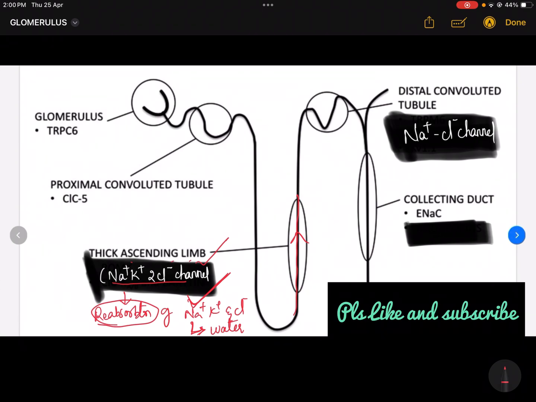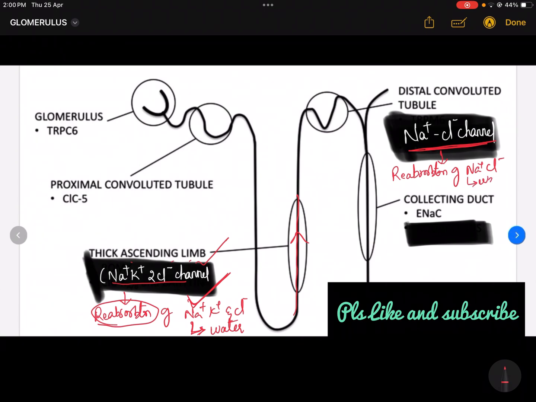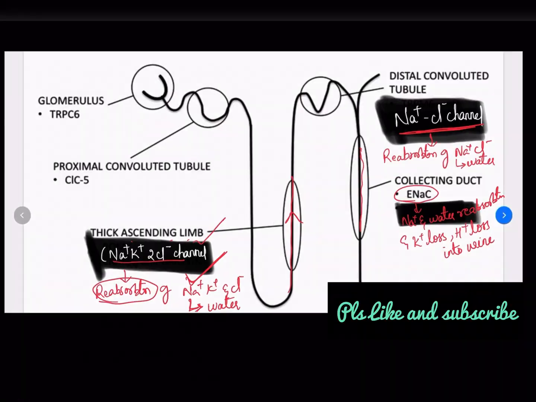So there is another channel in distal convoluted tubule. This is sodium chloride channel. What is the normal function of this? Here also the function is reabsorption of sodium and chloride. Naturally sodium drags water along with it. So water is also reabsorbed into the body. The third channel is ENaC channel. It is located in the collecting duct. Normal function of ENaC channel is sodium and water reabsorption, potassium and hydrogen ions loss into urine. This is the normal function.